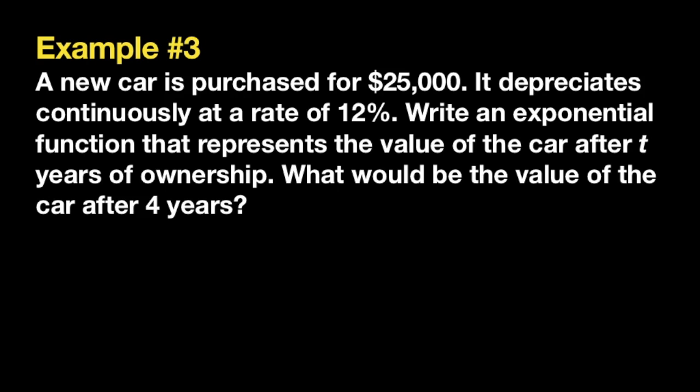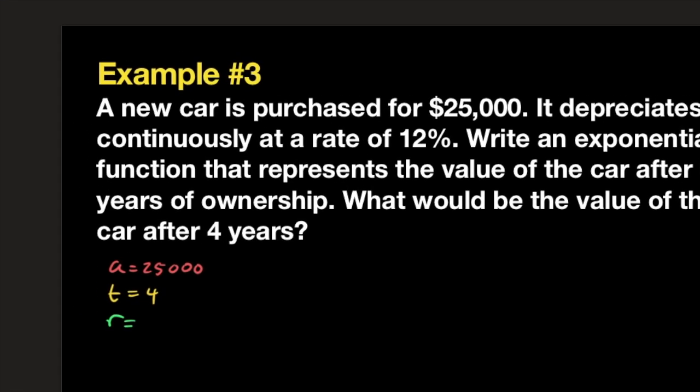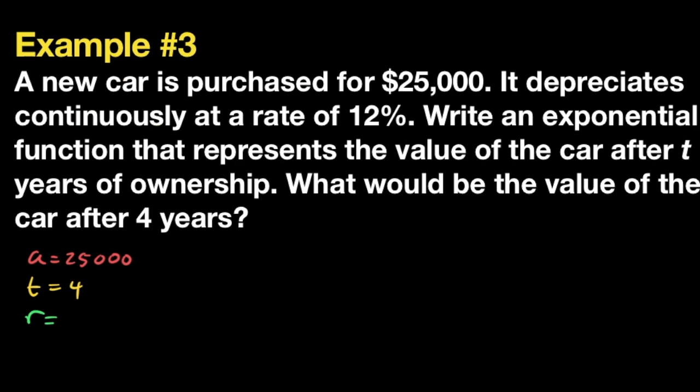For example 3, we have a new car that is purchased for 25,000. It depreciates 12%. You need to write the formula, but you also need to figure out how much the car is worth after 4 years. So we are going to put that A is 25,000. Your time is going to be 4 years, and the percentage that is dropping, your rate, is going to be 12%, so 0.12.